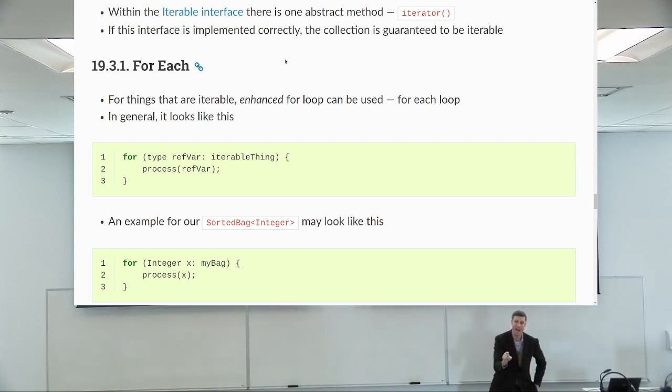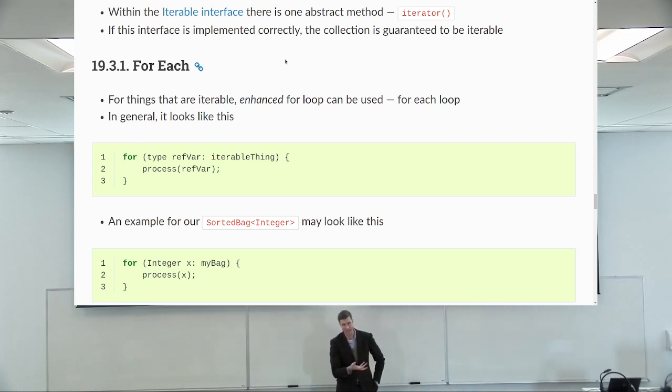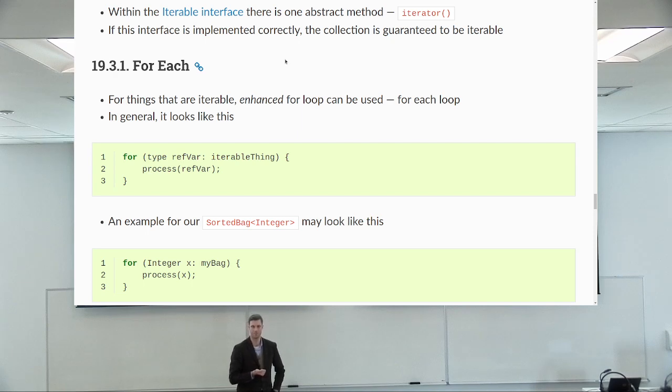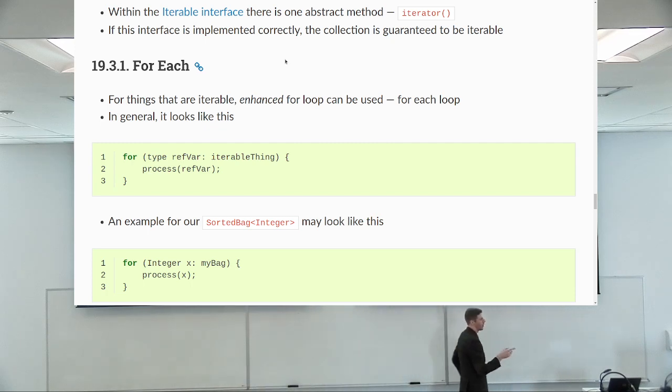If you made your collection iterable, you can use enhanced for loops on those collections. You can say, for each thing in my collection of things. The syntax is a little different from Python, though. It's still a for loop, but it's a different kind of for loop. It's the enhanced for loop, the for-each. So I've got type, ref var, colon, iterable thing.